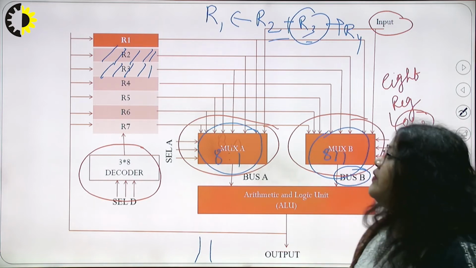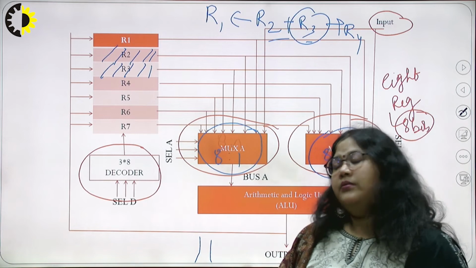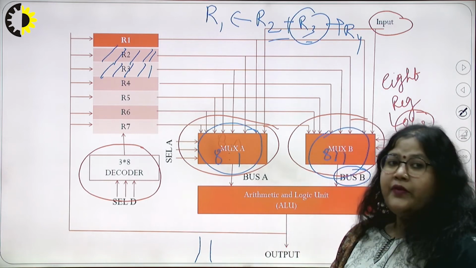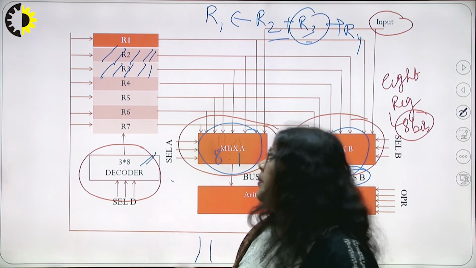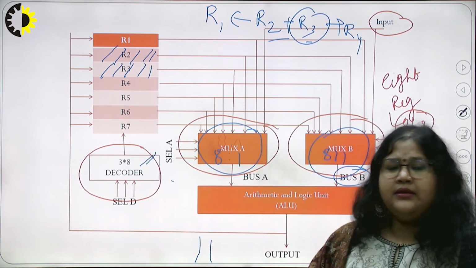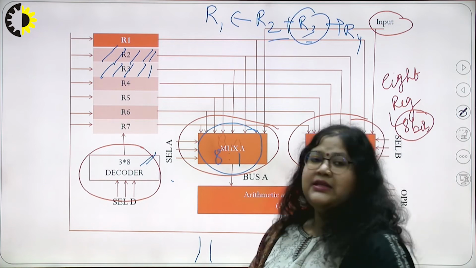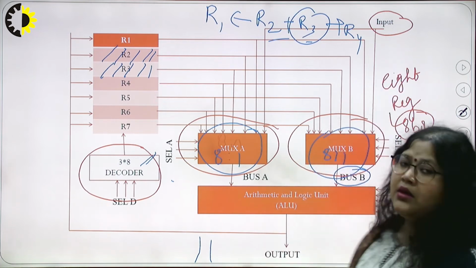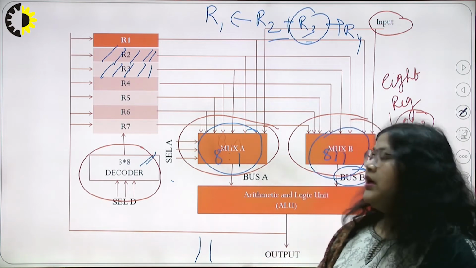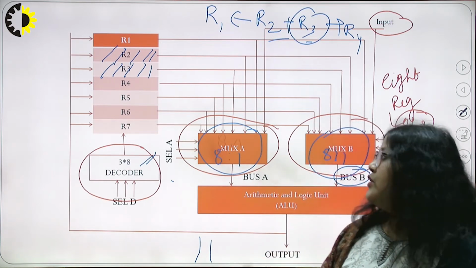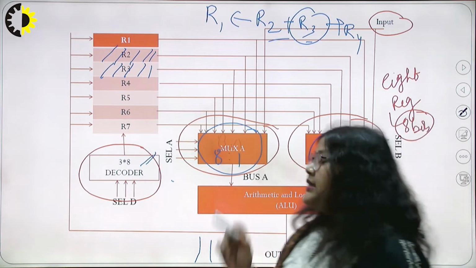And which register we have to select for collecting the output value is selected by the decoder. Because there are 8 registers, R1 to R7, which are 7 registers, and one is the input register, a 3:8 decoder is used in this case. The decoder size is 3:8. Why is it 3:8?